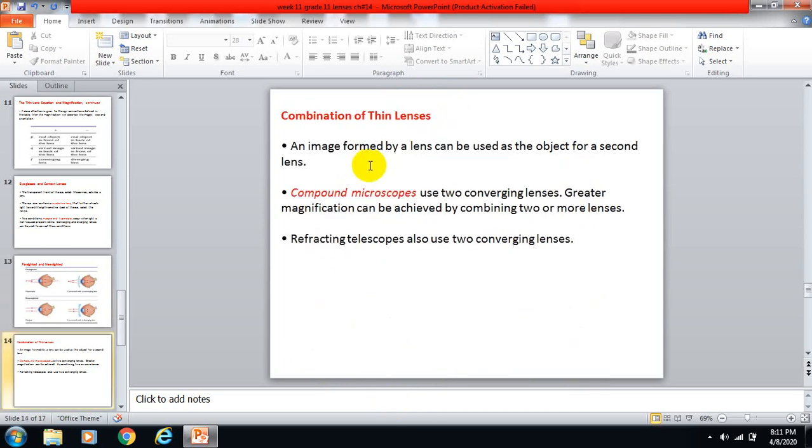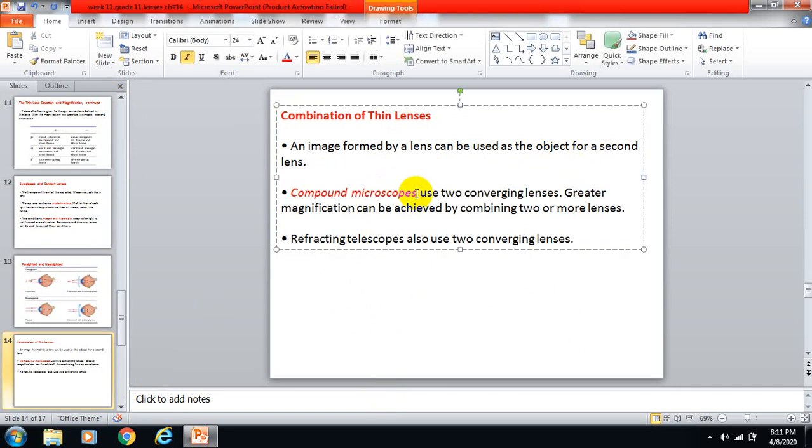Now combination of thin lenses. I think this is the last one. Combination of thin lenses. Look at, an image formed by a lens can be used as the object for a second lens. An image formed by a lens can be used as the object for a second lens. Compound microscopes. Look at compound microscopes. These are very highly zoomed and magnified things.